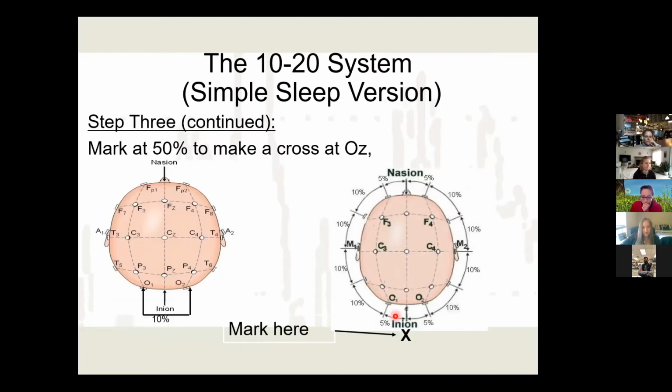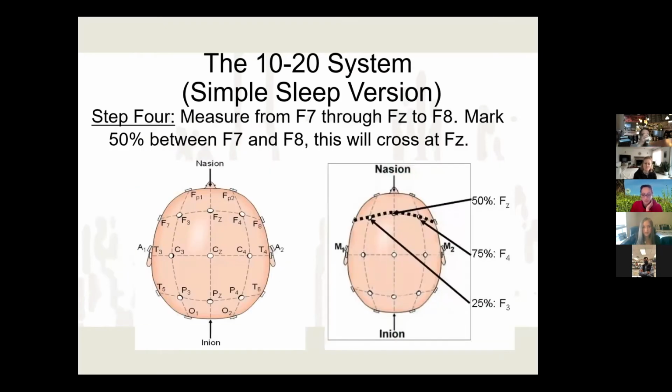We're still part of step 3 in the circumference measurement. You would make a mark at OZ at 50%. And again, this is gonna make a cross at OZ. And then you're gonna mark 5% to the left of OZ and make a mark at O1. Okay, so like I said, going over this over a presentation is really confusing, but it's just giving a nice glimpse into what measurements actually look like.